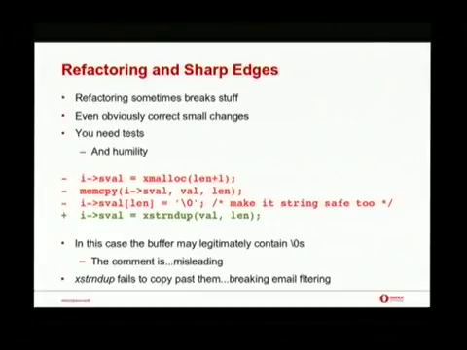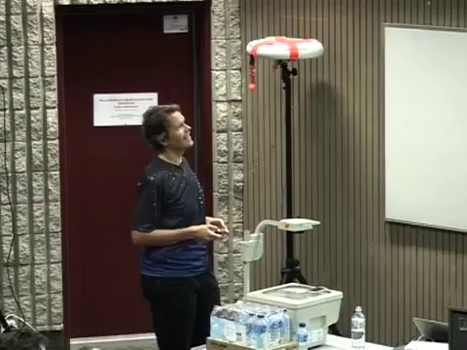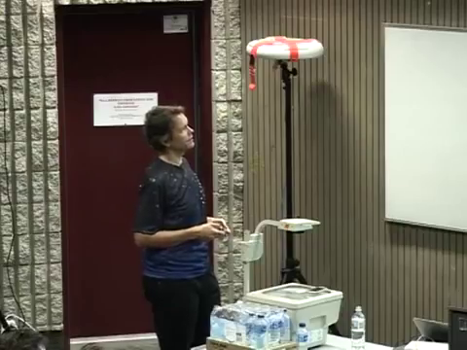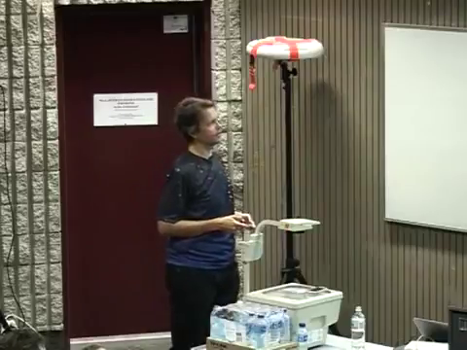Refactoring and sharp edges. Oh yeah. Sometimes it's so easy to fix something. This is something that actually made perfect sense. So this function returns a string, given the pointer into a buffer and length. Except this comment is a little bit misleading because in fact this buffer could contain nulls and this thing stops at the first null. I broke email filtering on our service using that.